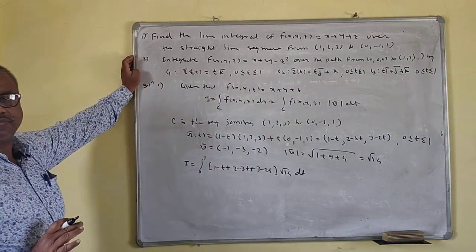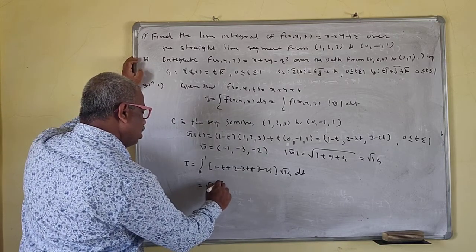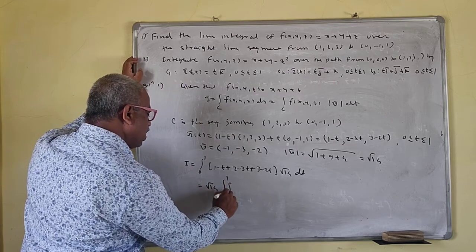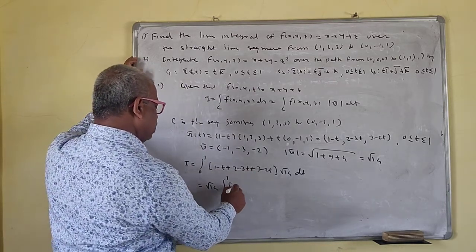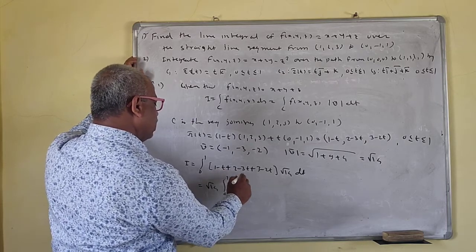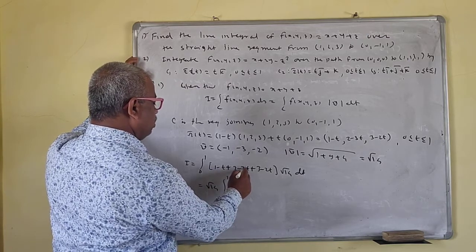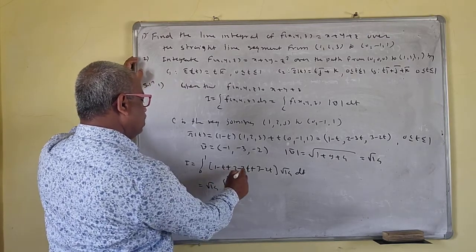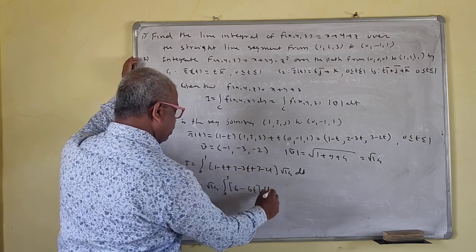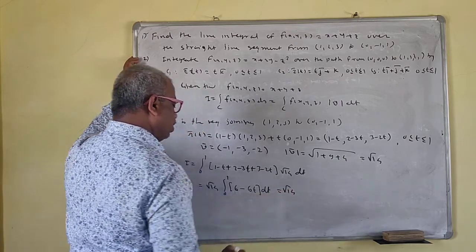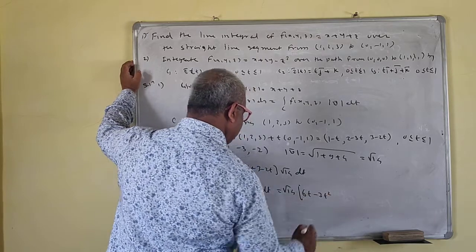This is very easy now. I will take root 14 out. We simplify first. The constants are 1 plus 2 plus 3, so 6. Then all the t terms are negative: minus t, minus 3t, minus 2t, so minus 6t dt. So this is root 14 times the integral of 6 minus 6t, which is 6t minus 3t square.